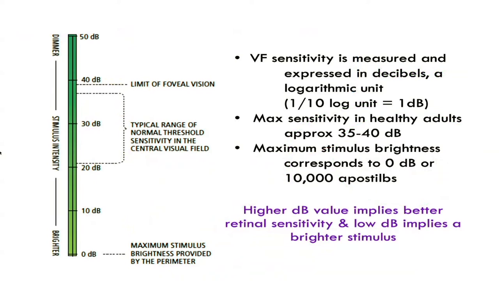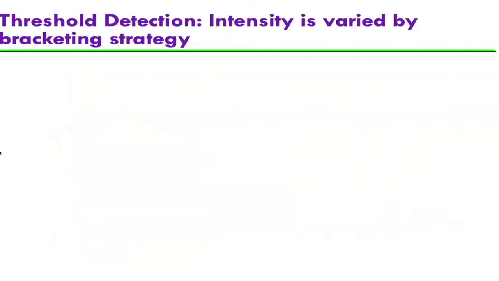You have to remember that visual field sensitivity is measured and expressed in decibels. It's a logarithmic unit, and 1 by 10 log unit is 1 decibel, whereas the maximum stimulus brightness corresponds to 0 decibel. So higher decibel values imply better retinal sensitivity, and on the other hand, low decibel values imply a brighter stimulus, right?